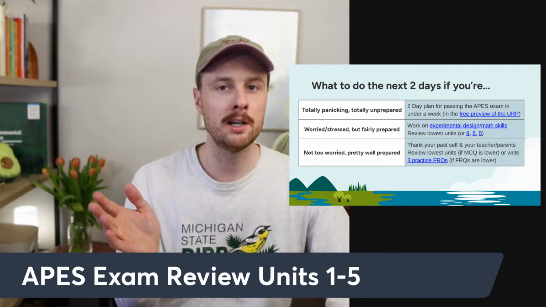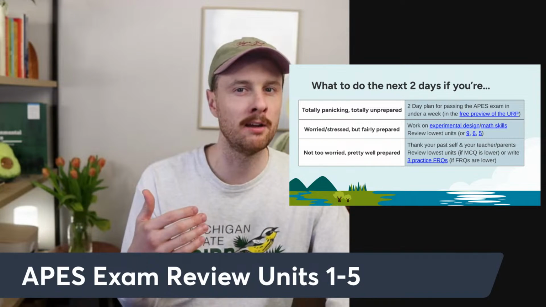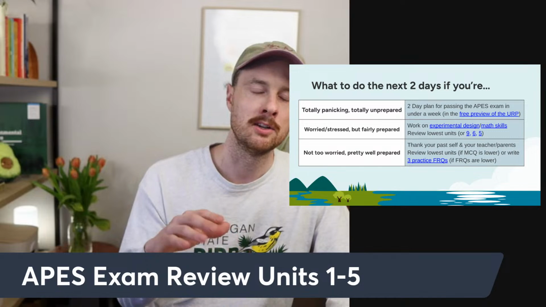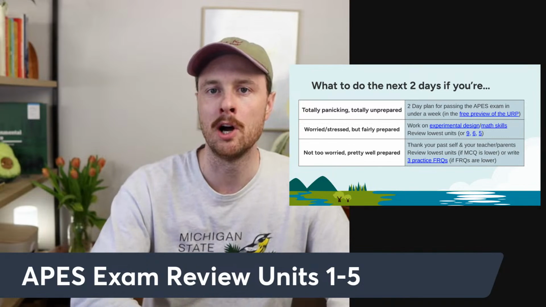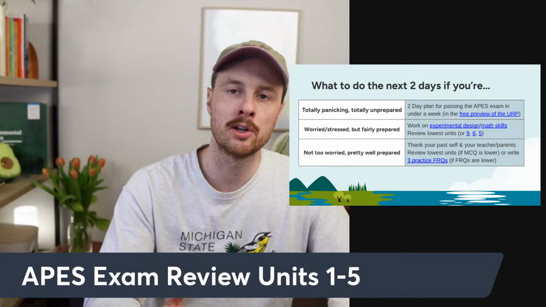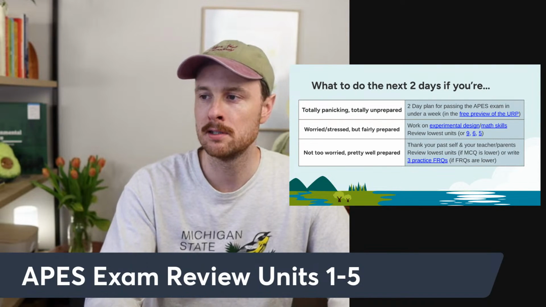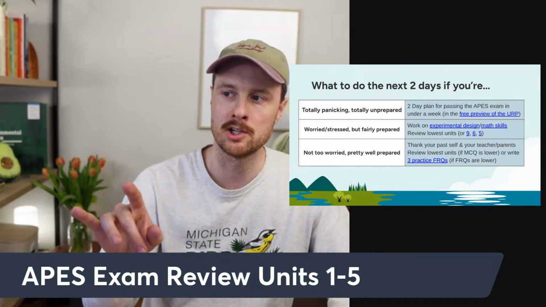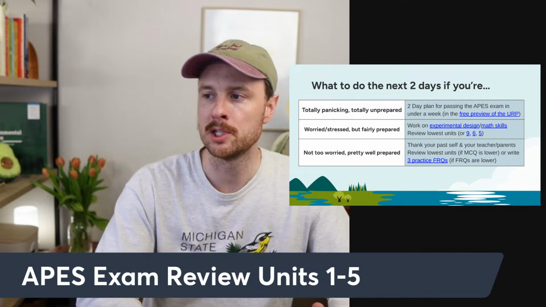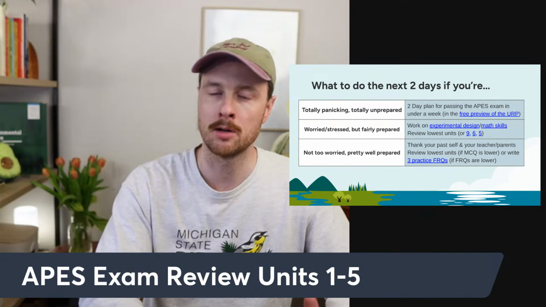If you're worried and you're kind of stressed, but you have been preparing for a while now and you've been engaged in class, you think there's a decent chance you're going to get the score you want. You kind of know if you're in that middle category. This is where I'd really look at experimental design and math skills. Those are both linked in this slideshow. We're on slide 2. And then I'd also look at your lowest units or potentially look at units 9 and 5, and I'll talk about why in a second.